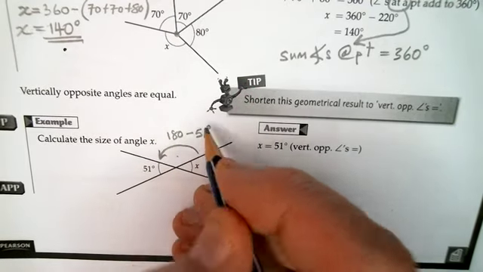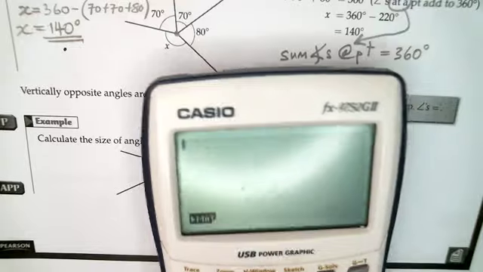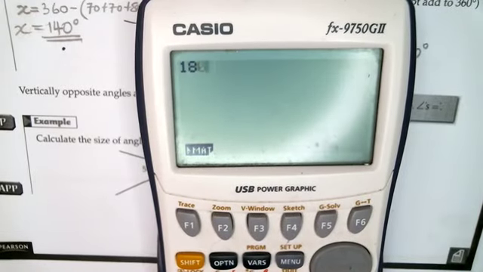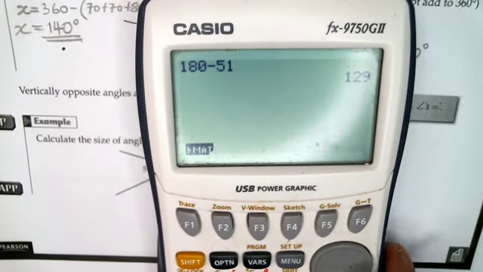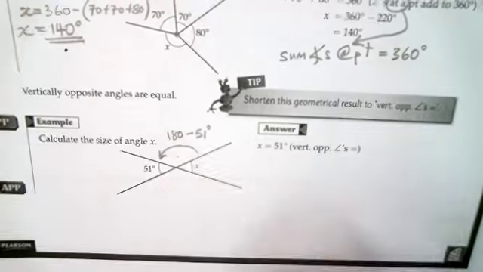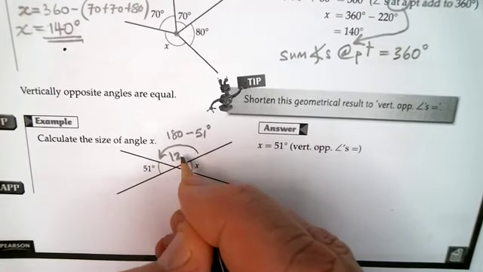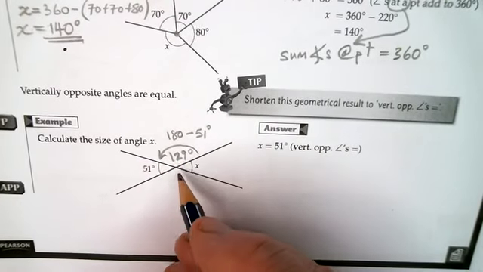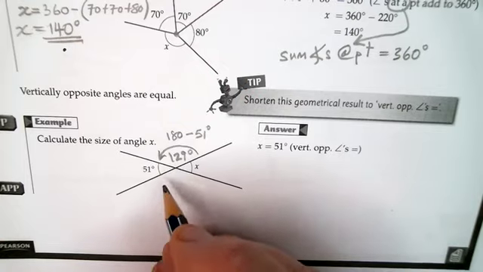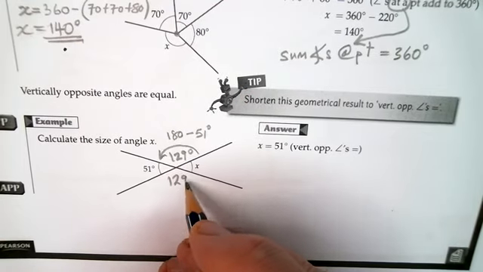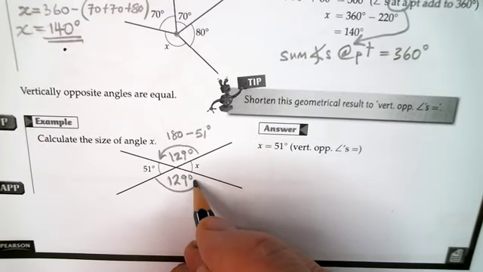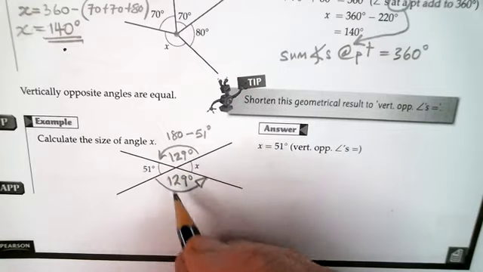In fact, we can just work that out. So let's do it on the calculator. Nice and simple. 180 minus 51, there it is, and we get 129. So this angle here is 129 degrees, which of course means that this one down here is also going to be 129 degrees, being, again, vertically opposite to the one on top.